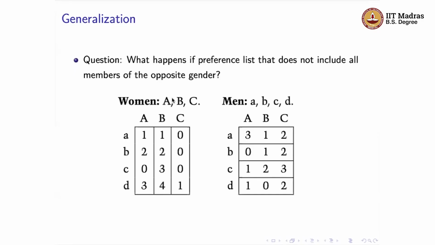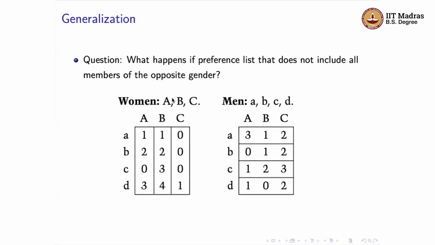Okay, another restriction we had is the requirement that men need to rank all the women and the women need to rank all the men. But what happens if some of the women decide that they would rather be unpaired than be paired with a certain man, or any of the men decide that they would rather remain single than be paired with a particular woman? It turns out that here also the Gale-Shapley algorithm will continue to work as expected.